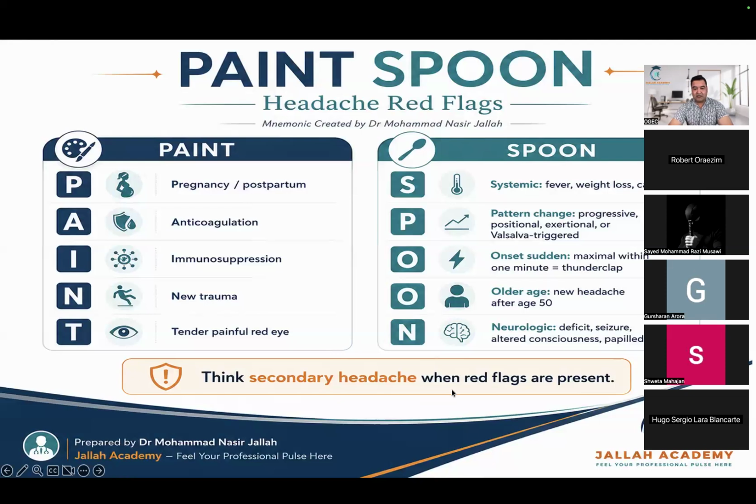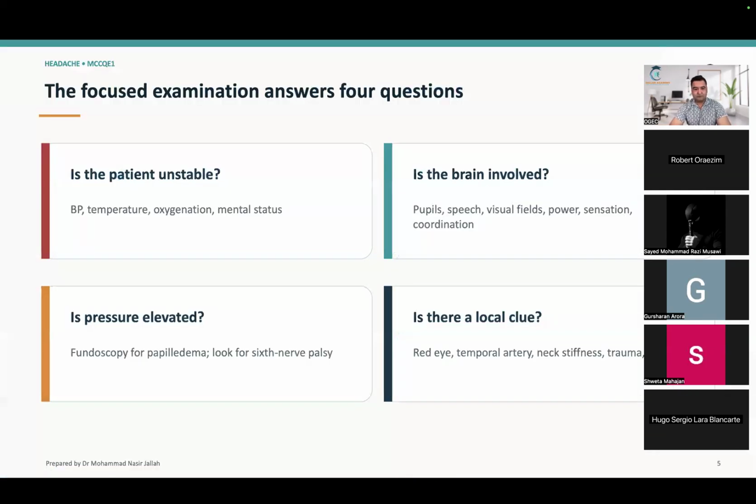So think secondary headache when the red flags are present. If you have these, it is most likely to be a secondary headache rather than primary, rather than being a regular migraine, a regular tension headache, or a cluster headache.